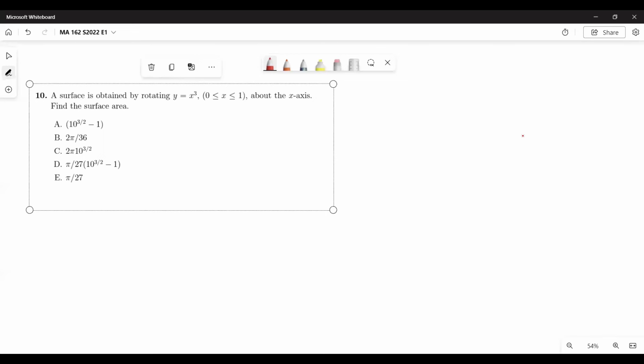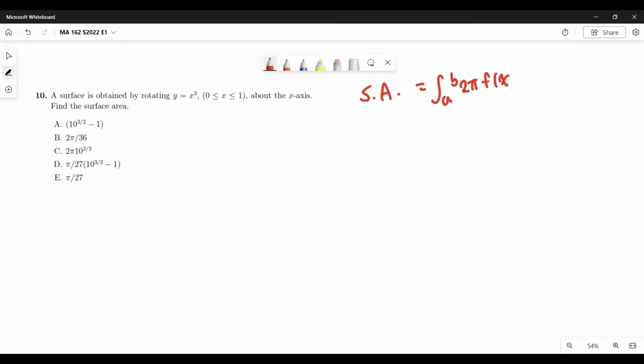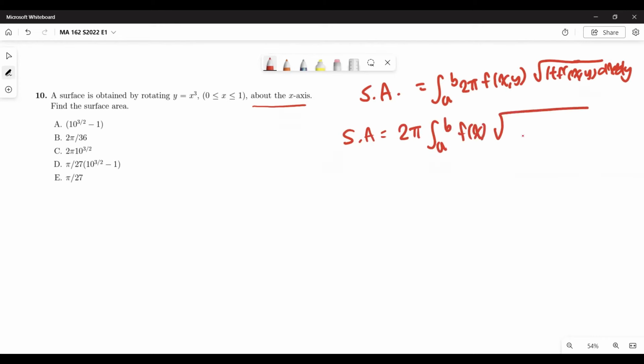Okay, so this question has a surface area. A surface is obtained by rotating the curve and we need to find the surface area. So the surface area equation is the integral from a to b of 2 pi f(x) or f(y), square root of 1 plus f prime x squared, dx or dy. So in our case, it's about the x-axis, so we're going to use surface area equals 2 pi, integral from a to b, f(x) square root of 1 plus f prime x squared, dx.